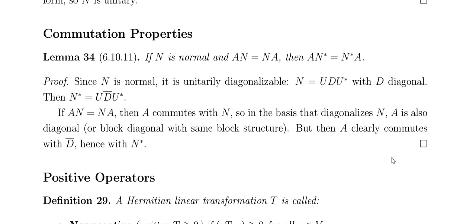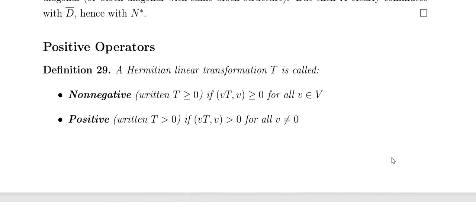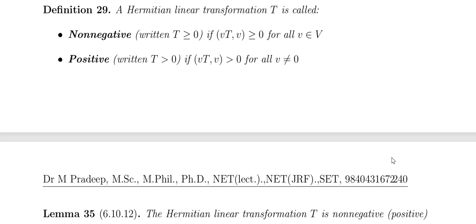If N is normal and AN equals NA, then A star N equals N star A. A Hermitian linear transformation T is called non-negative, that is T greater than or equal to 0, if (vT, v) is greater than or equal to 0 for all v belonging to V. To say positive, that is T greater than 0, (vT, v) is strictly greater than 0 for non-zero vector v.